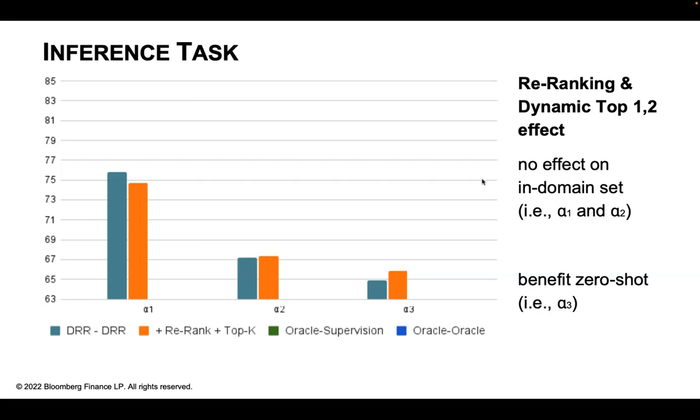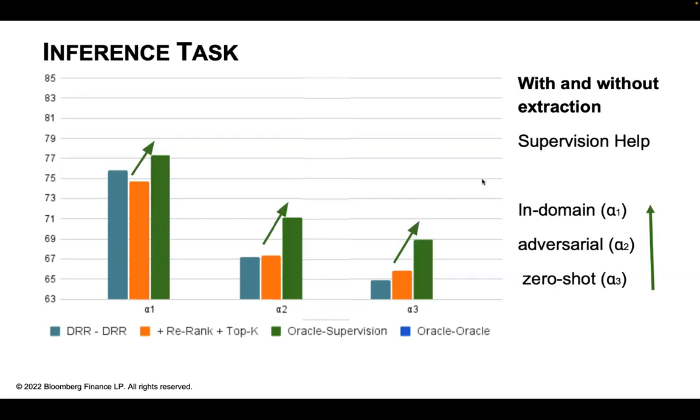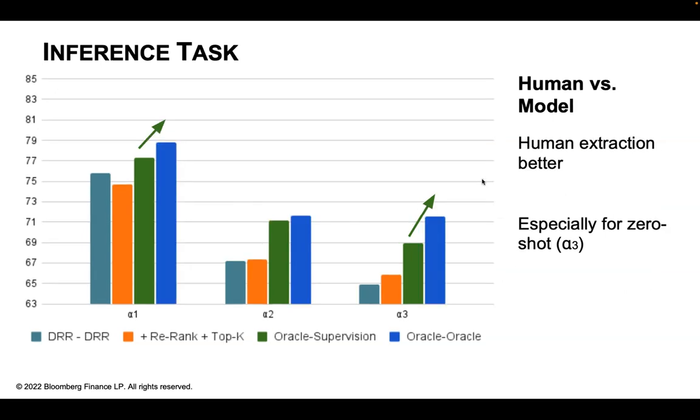Next, we look at the inference task. For the inference task, we first look at the re-ranking and dynamic top K effects. We found that it doesn't have any substantial benefit in the inference task. The benefit for alpha 3 was decent, but for alpha 1 and alpha 2 the benefit was not significant. However, when we use extraction and the supervised approach, we found that all the models substantially improve, and there is a huge improvement, especially for alpha 3 and the adversarial set. Lastly, we check what happens if the human is doing the extraction. If a human extracts the relevant rows and then we use those rows for doing the inference, the performance improves drastically, especially for the alpha 3 setting.